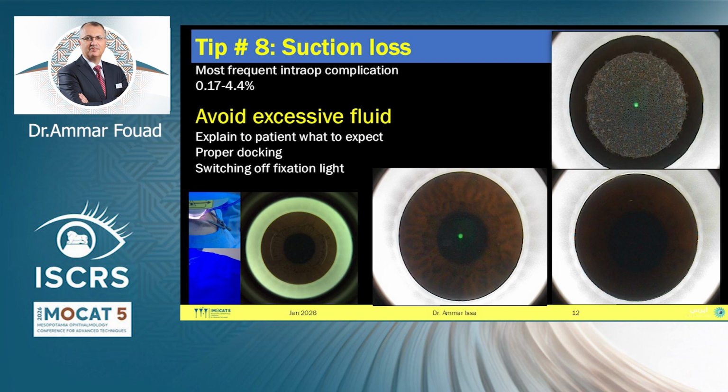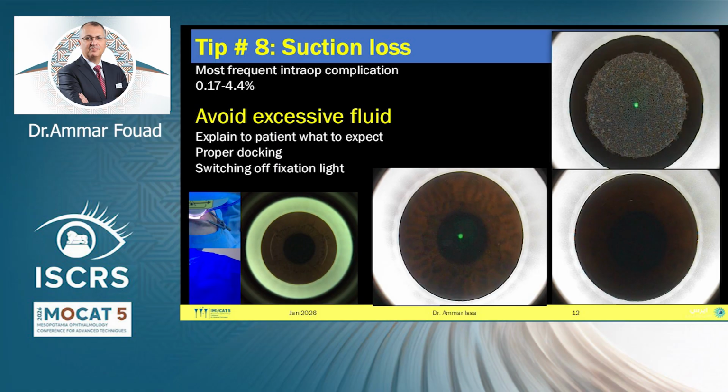You explain to the patient, you switch off the fixation light. This is not obvious here, but with the VisioMax 800, there's an option. Once you activate the suction, the light will be off, because most of the time there are reflections and the patient will start to try to find the green light.